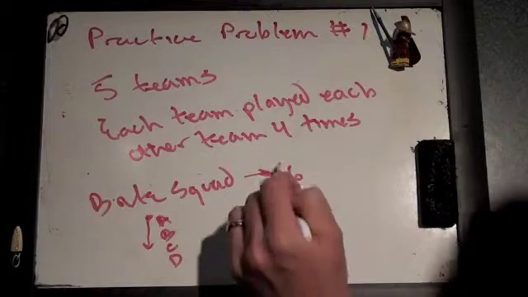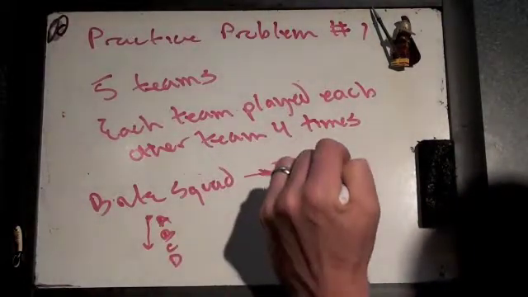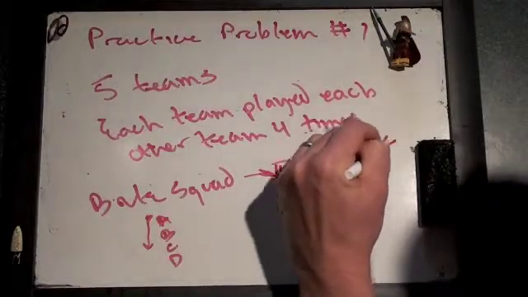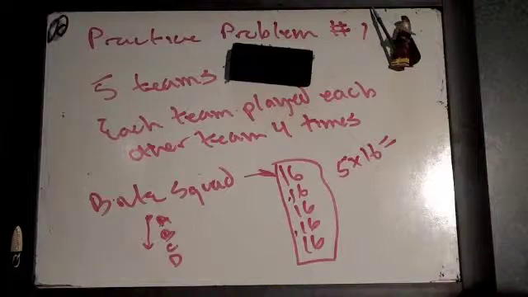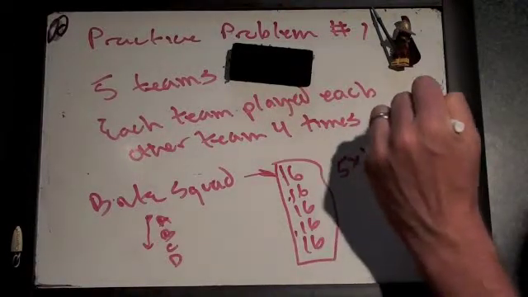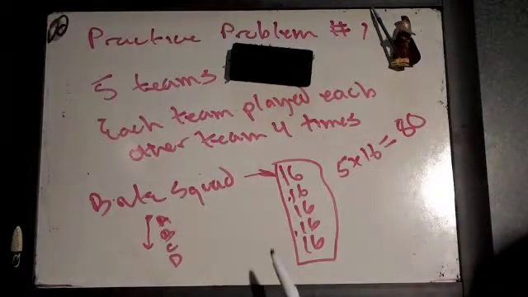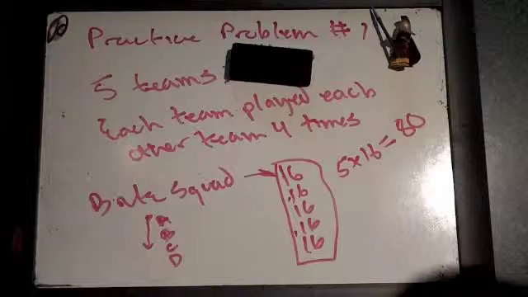So what is 16 plus 16 plus 16? 5 times. So 5 times 16. Well, 10 times 16 is 160. So what's 160 divided by 2? 80. That's right. So when we add up the total number of games that every single team played, we get 80. So how many games were played in the tournament?